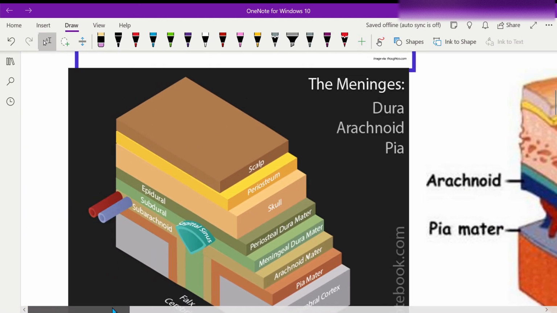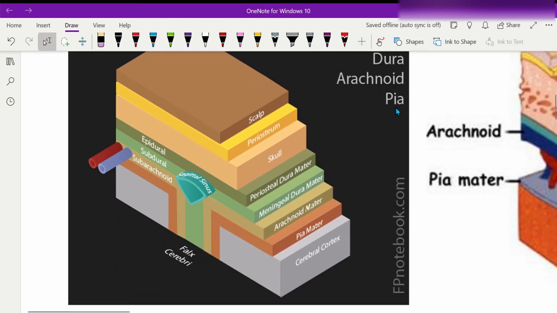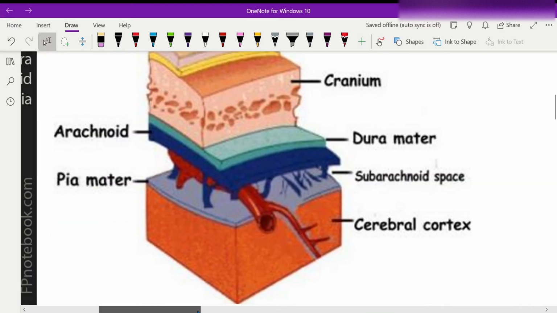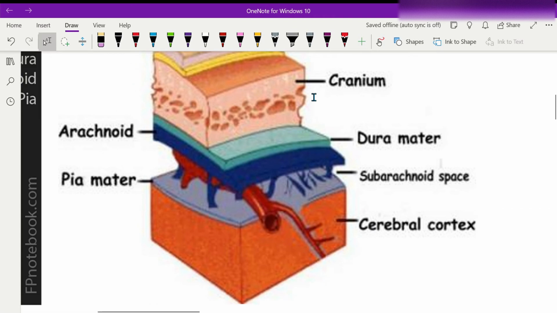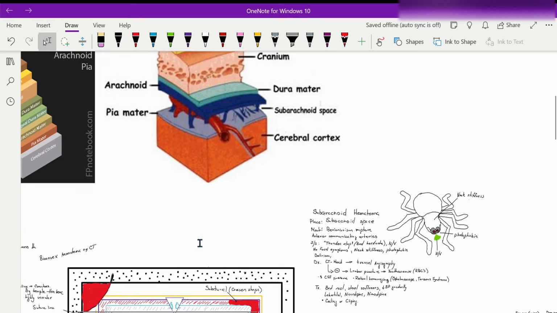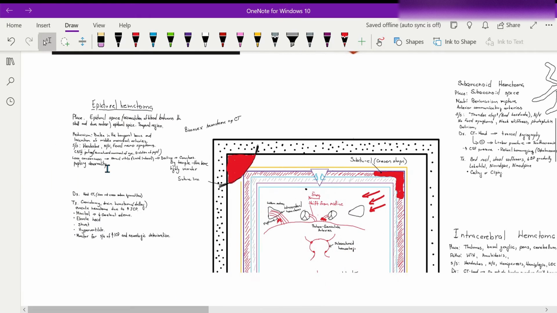And then the next one, meninges. Again, we have the cortex, gray matter. So we have pia mater, arachnoid mater, meningeal dura, skull, and then scalp. No one is really interested in periosteum. And another similar diagram. Alright, so now we will move to the hematomas.